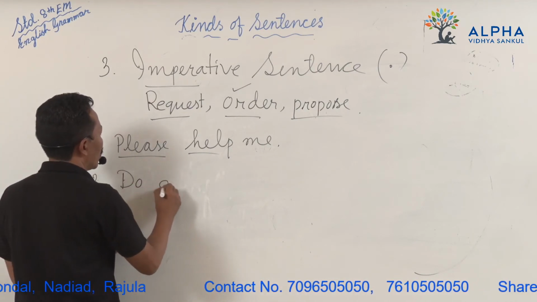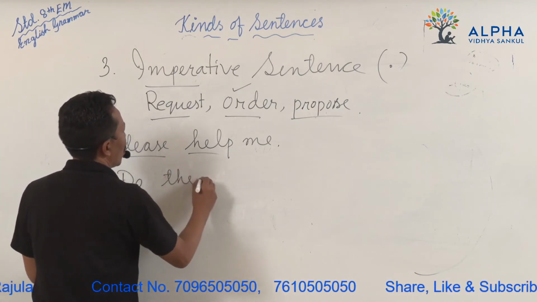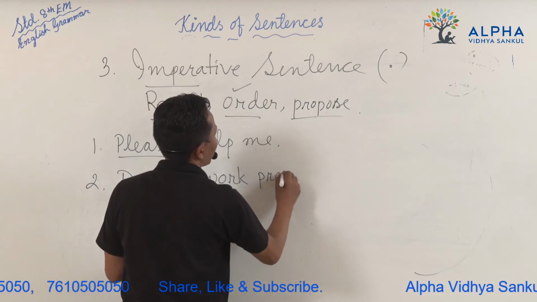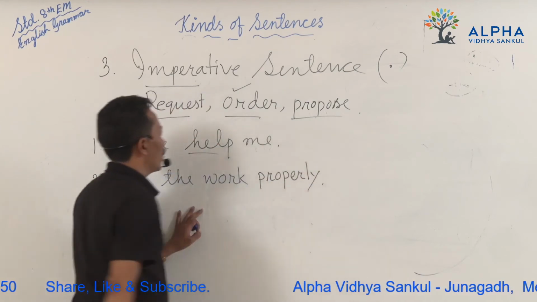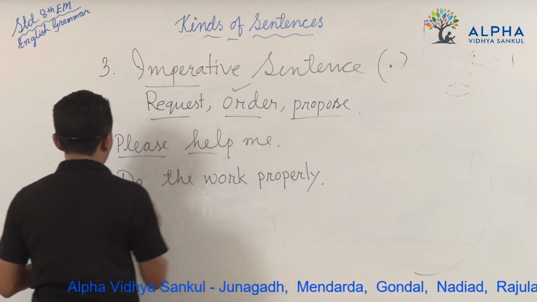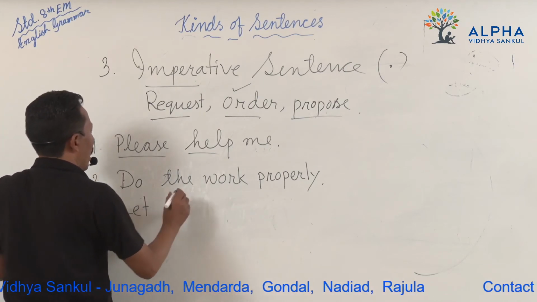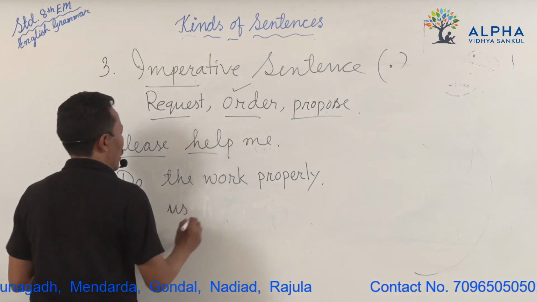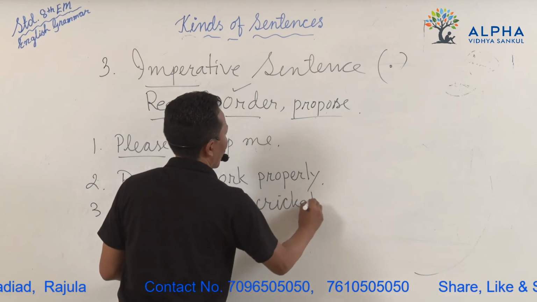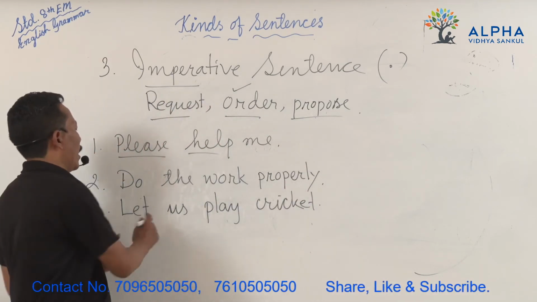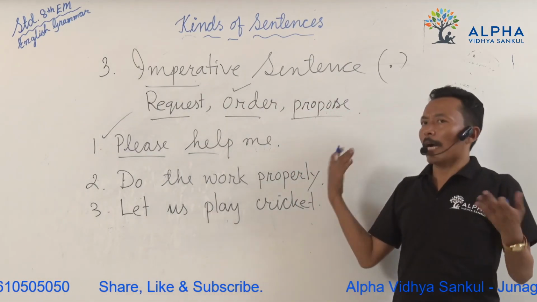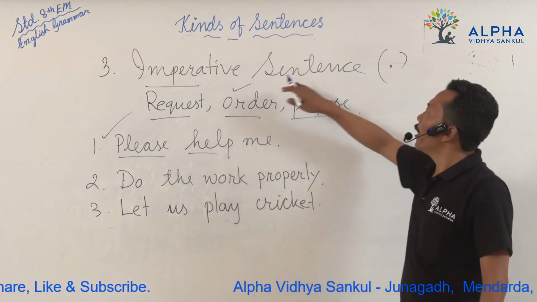Do the work properly. See, do the work properly. Now this is what? This is also order and purpose. Let us play cricket. Now it is purpose. Let us play cricket, and this type of sentence expresses order, purpose, command, and all these types of sentences are called imperative sentences.